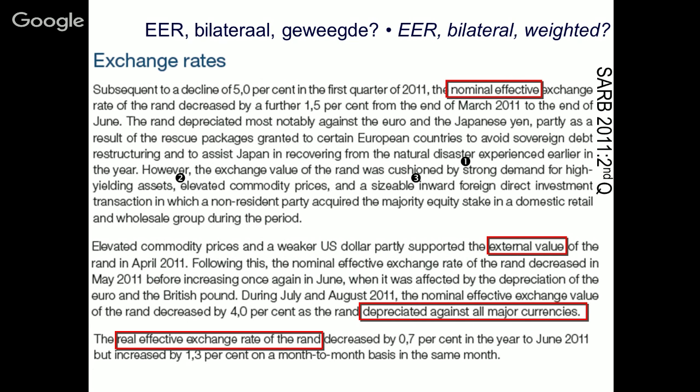Can you see that happen? On the exchange rate, what happens? The rand appreciates. Okay, does that make sense? You see it happening. You want to draw it? Draw it quickly. Okay, show me. This inward foreign direct investment transaction in which a non-resident party acquired the majority equity stake in a domestic retail and wholesale group during the period. Quickly show me on the direct quoting market, let's say it was an American company, so the rand dollar, what will happen just for that transaction? So only one line is going to move now.